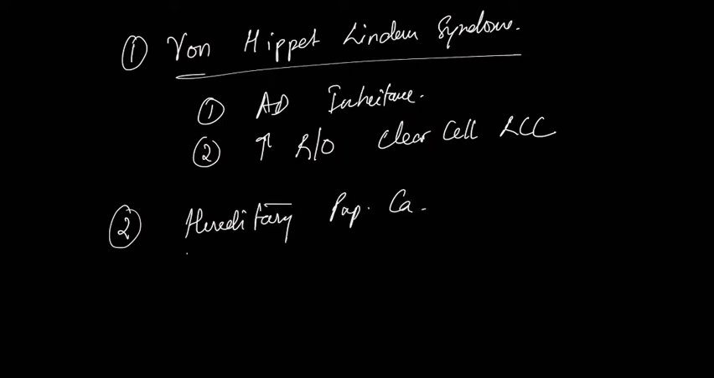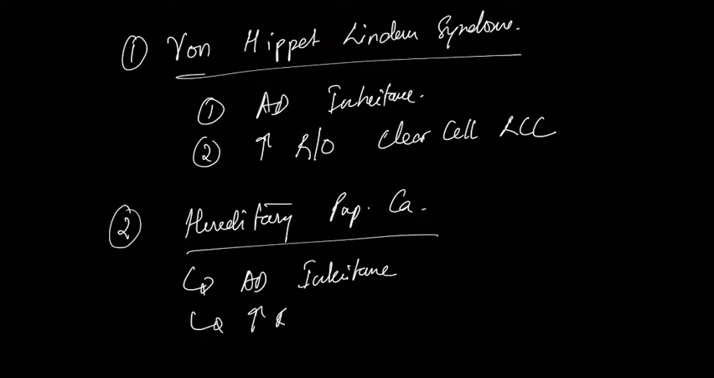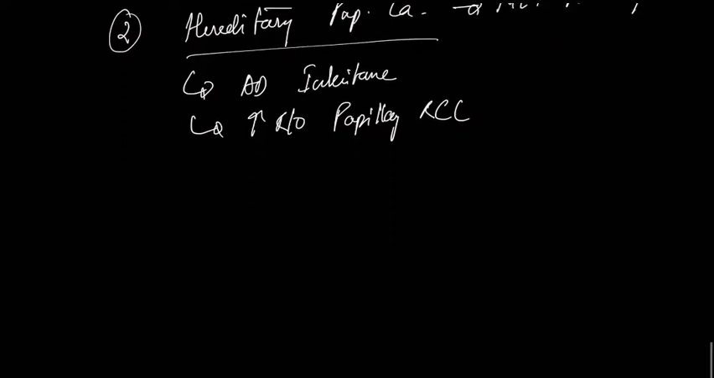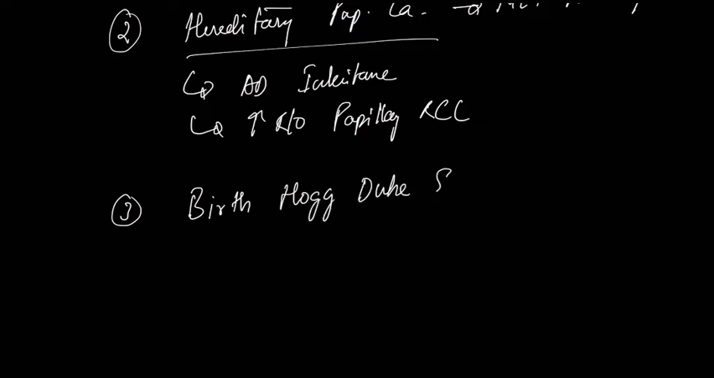All right, the second condition we saw was your hereditary papillary carcinoma. All right, this condition too is an autosomal dominant inheritance, and it increases the risk of your papillary renal cell carcinoma. All right, now this hereditary papillary carcinoma is a MET proto-oncogene. All right, so the third etiological factor under your syndromic causes was your Birt-Hogg-Dubé syndrome.